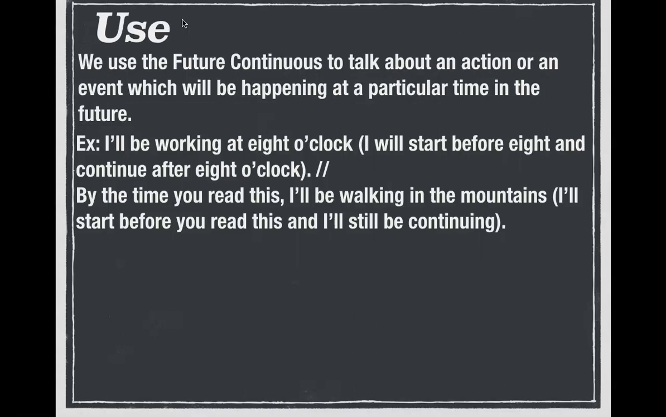So the meaning of this sentence is that I will start before 8 and continue after 8 o'clock. I will start working before 8 and continue after 8. Or again, by the time you read this, I'll be walking in the mountains. So basically, I'll start before you read the message, and I'll still be continuing walking after you've read this.